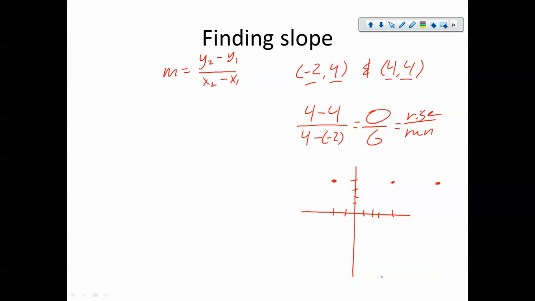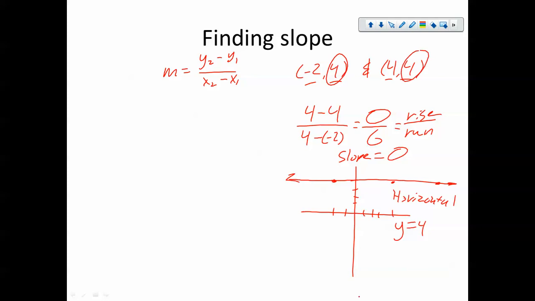What kind of line does that make? Horizontal. So when this happens, 0 over 6 is 0. So it has a slope of 0, which means that it is a horizontal line. And if you may recall, horizontal lines mean that it's y equals 4, because remember, the y's here are both 4. So y equals 4. Slope of 0.